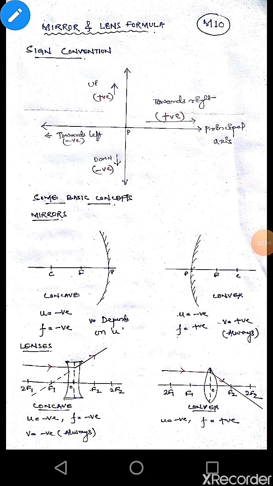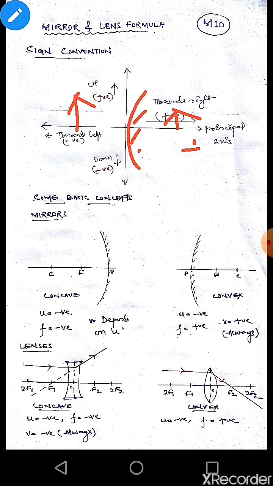Now let us consider the sign convention. Here I am going to draw a convex mirror like this. Let's say here is the object and let's say here is the image. Now, how to use the sign convention? Now, students, don't get confused. It is just similar to our Cartesian plane.